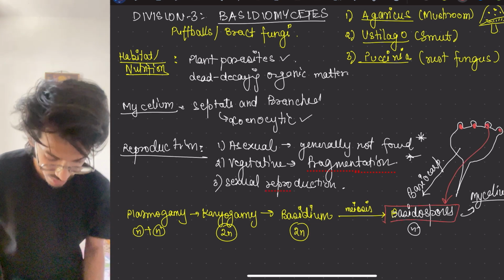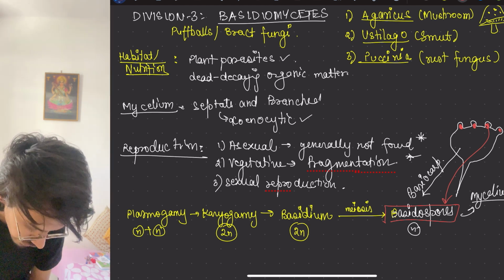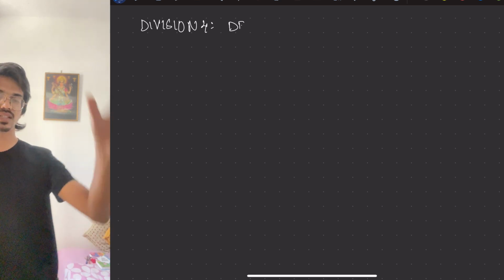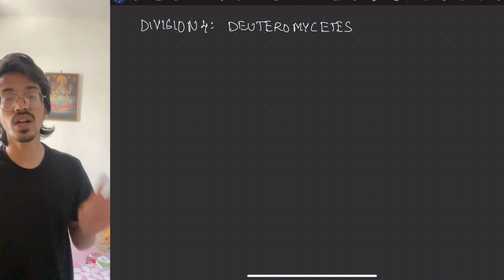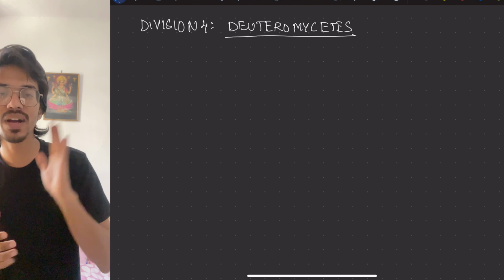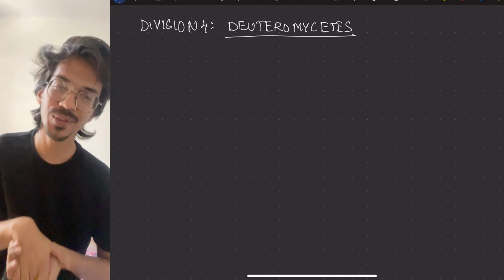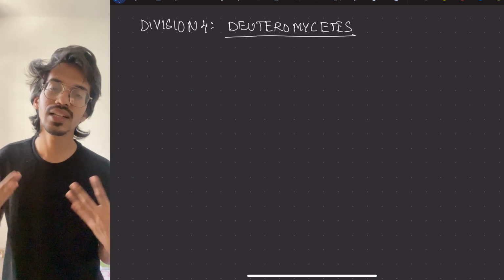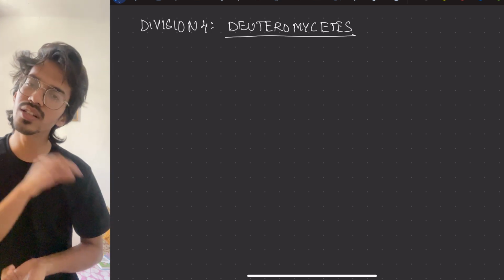Next and the last one is the deuteromycetes. So the next division, number 4, is the deuteromycetes. I personally remember it as the dustbin fungi. Dustbin fungi means that you found a new fungus and you don't know about its sexual stage, whether it will form ascomycetes kind of spores or basidiomycetes kind of spores. I will put it directly into deuteromycetes. So it is a dustbin, throw anything over there. But once the studies are completed, it is taken out of the deuteromycetes and put into the right division where it belongs.